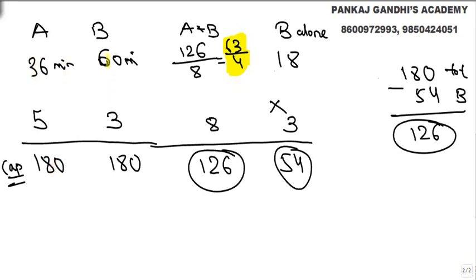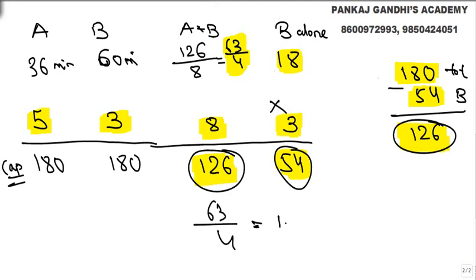I repeat. A alone in 36 minutes 180. B in 60 minutes 180. Per minute A 5, B 3. Last 18 minutes is B alone. So in last 18 minutes, B does 54. Now, out of 180, at last B does 54. Earlier 126 was done by A and B together. Per minute A 5, B 3, together 8. Per minute 8 in how much time? 126. So A should be switched off after 63 by 4 minutes. That is 15 and 3 by 4 minutes. That is 15 minutes, 45 seconds.